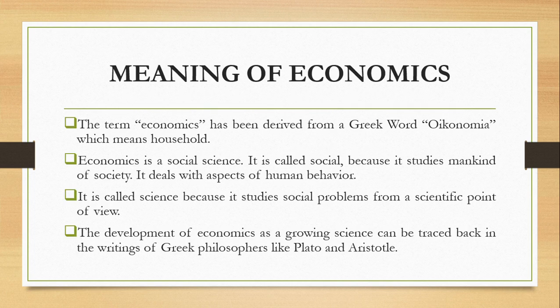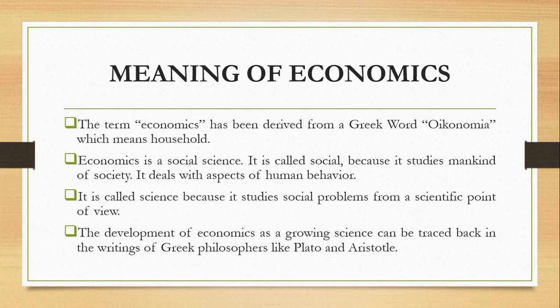We will look at just a few things: the meaning of economics, the basics, or the foundations. So, meaning of economics. The term economics has been derived from a Greek word oikonomia, which means household. And economics is a social science. It is called social because it studies mankind of society. It deals with the aspect of human behavior. And it's called science because it studies social problems from a scientific point of view.